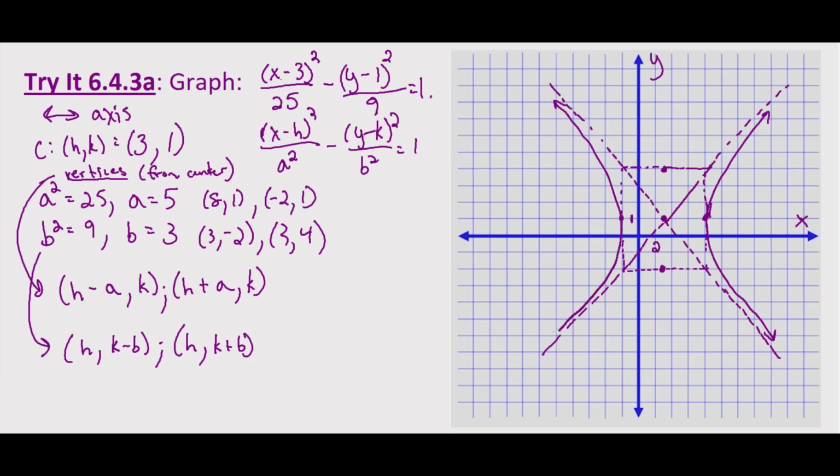And if we wanted to cross our t's and dot our i's, we could look at negative b over a, which is negative 3 over 5. 1, 2, 3 up, and 1, 2, 3, 4, 5 over. So the slopes check out on our asymptotes, verifying that this is the correct graph for the hyperbola represented by (x minus 3) squared divided by 25 minus (y minus 1) squared over 9 equals 1.